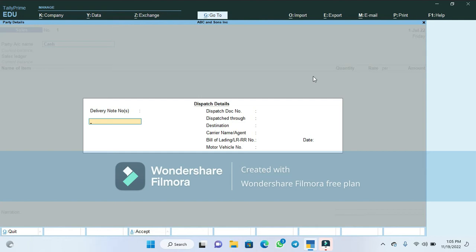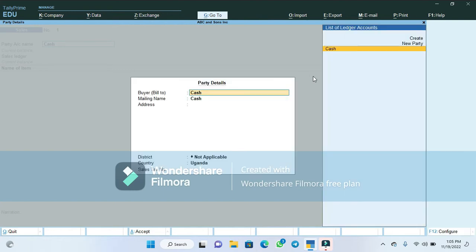Then the delivery note numbers, these are not necessary, but in case you do have, you might say 01 or whichever number is there, 1st of July 2022. Yes. Then you can also fill in these dispatch details where necessary. For example, the motor vehicle number. It can be a UAV, maybe 302. You enter.